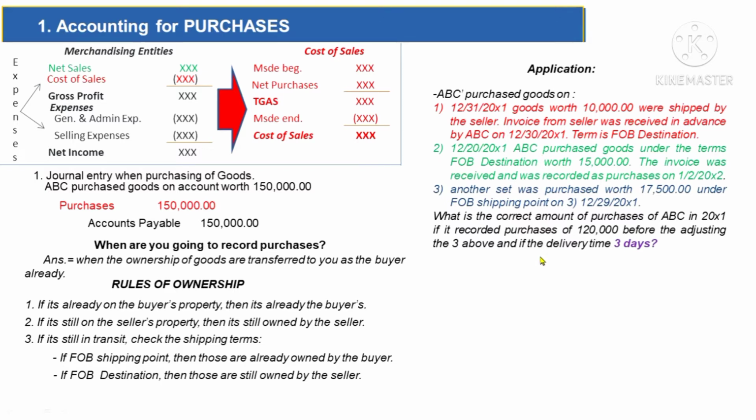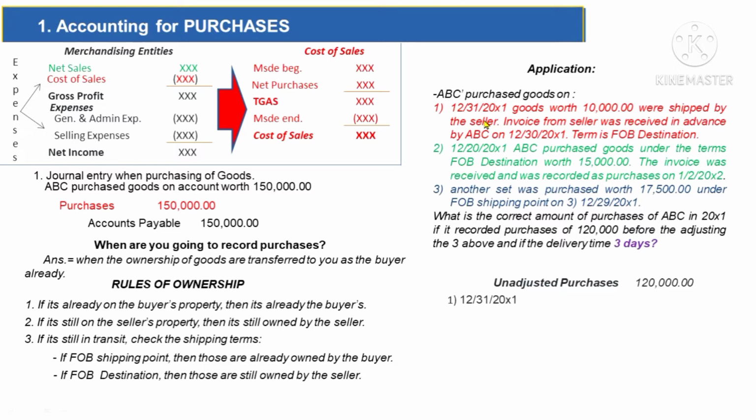So ABC has an adjusted purchases of 120,000. Now, this has a chance of being changed because of these 3 purchases. Aside from this, it is stated that the goods from the supplier are usually delivered in 3 days. So now let's check number 1. On 12/31/20x1, goods worth 10,000 were shipped by the seller. So it means it's still in transit on 12/31/20x1 because again, it takes 3 days for it to arrive, meaning it will be received by ABC in 20x2 already.